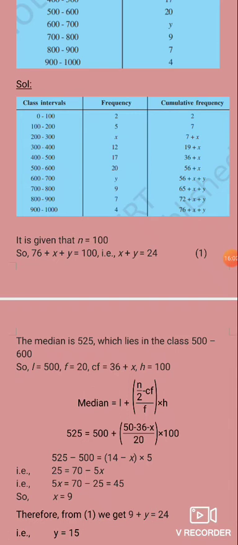So 5x is equal to 70 minus 25, which is equal to 45. So x is equal to 45 by 5, which is 9. Now you need to find the value of y also. So substitute in the equation x plus y is equal to 24. So x is equal to 9, plus y is equal to 24. So y is equal to 24 minus 9, which is 15. Clear? This is a very important question. Maximum marks come from this median exercise. This one carries 4 marks.